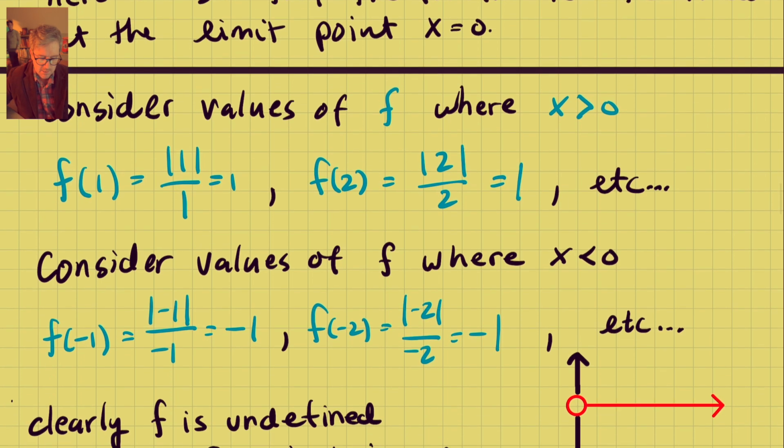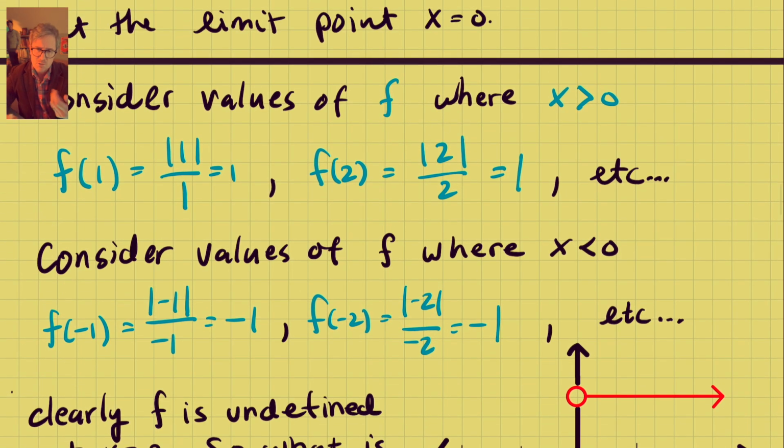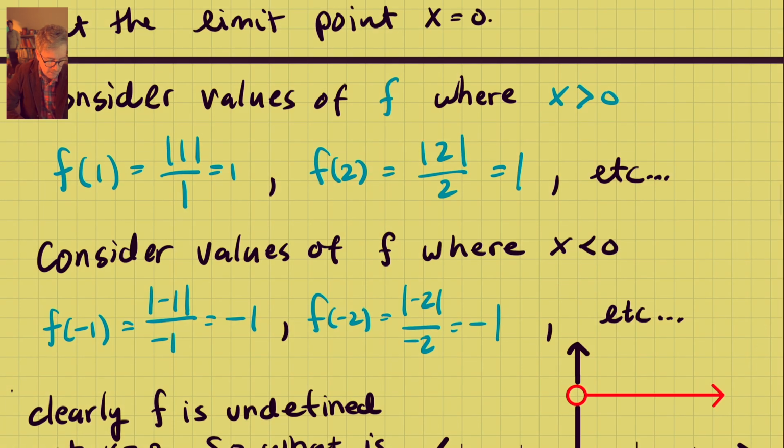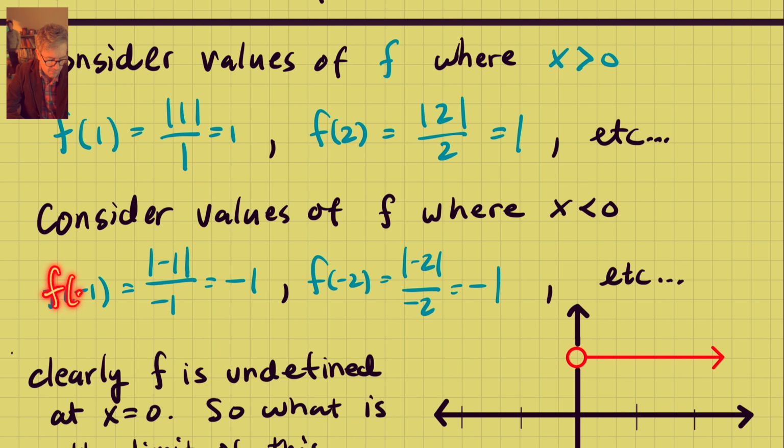What happens when x is less than 0, however? Because the absolute value is the interesting feature of this function. What happens when x is less than 0? If I evaluate f of negative 1, that's equal to the absolute value of negative 1 over negative 1. This guy here is now 1, and I'm dividing by negative 1, and so I get negative 1, right? So f of negative 1 is negative 1, and the same thing happens for f of negative 2. I get a negative 1, and f of negative 3 is negative 1, and so on.